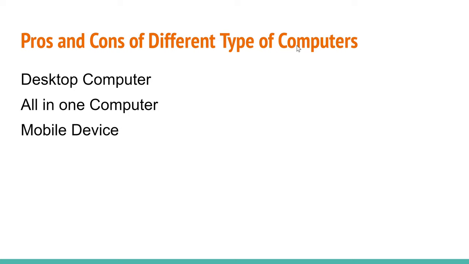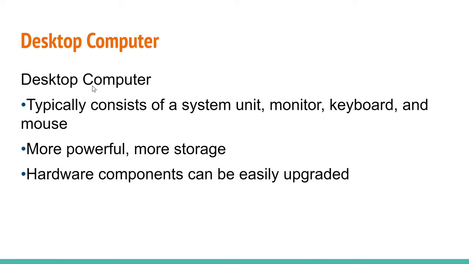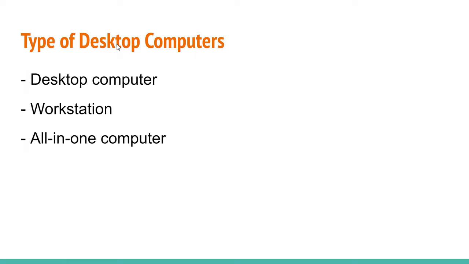Pros and cons of different types of computers: desktop computer, all-in-one computer, and mobile device. A desktop computer typically consists of a system unit, monitor, keyboard, and mouse. Pros: more powerful, more storage, hardware components can easily be upgraded. Types of desktop computers: desktop computers, workstation, all-in-one computer.